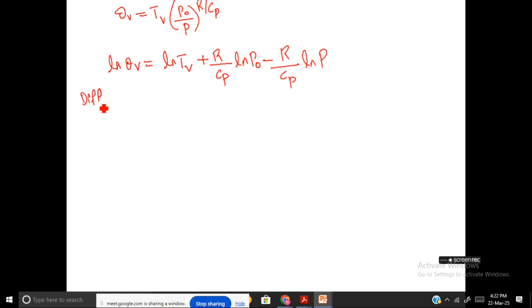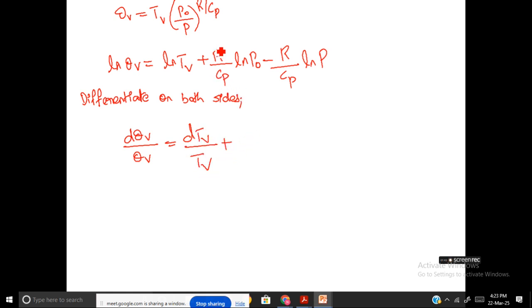Now, if we differentiate on both sides, it will become d theta V by theta V is equal to dTv by Tv plus, P0 is also constant, so the differential of a constant will become 0, minus R by Cp into dP by P. We will get this once we differentiate on both sides.